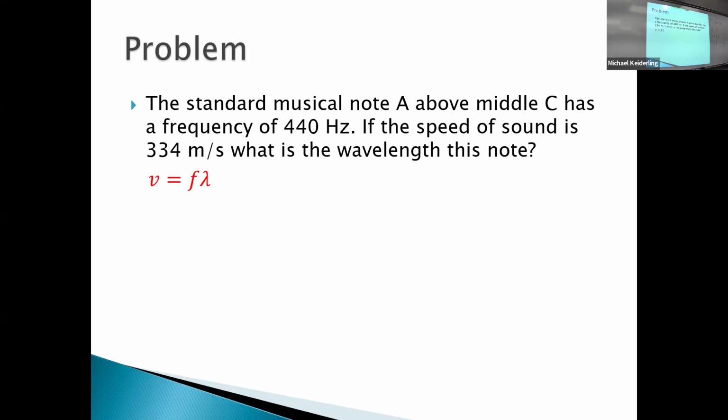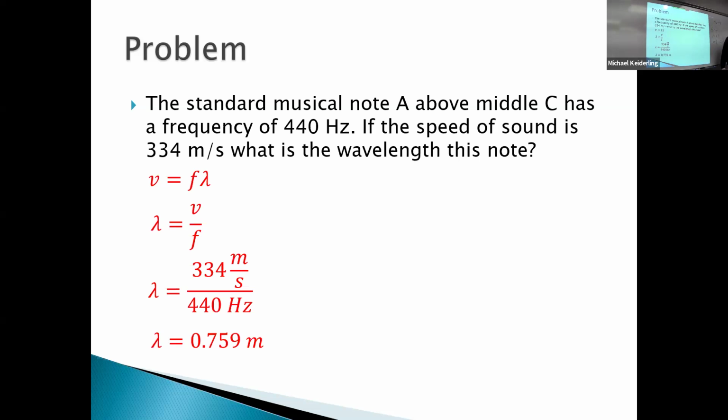So velocity is frequency times wavelength. Wavelength is velocity over frequency. 334 meters per second over 440 hertz gives a wavelength of 0.759 meters. So that's the wavelength of that. That's about 76 centimeters.